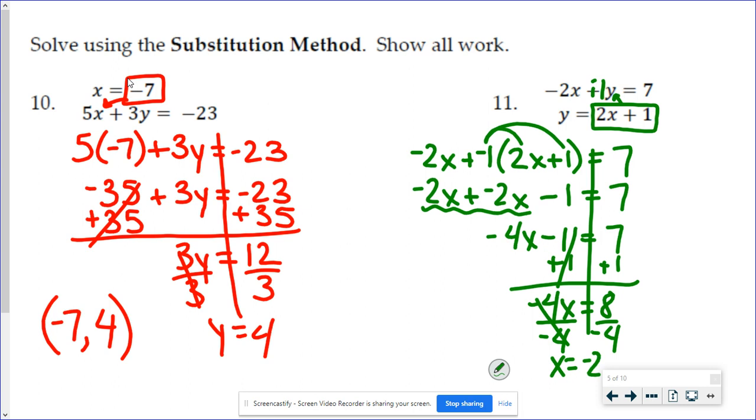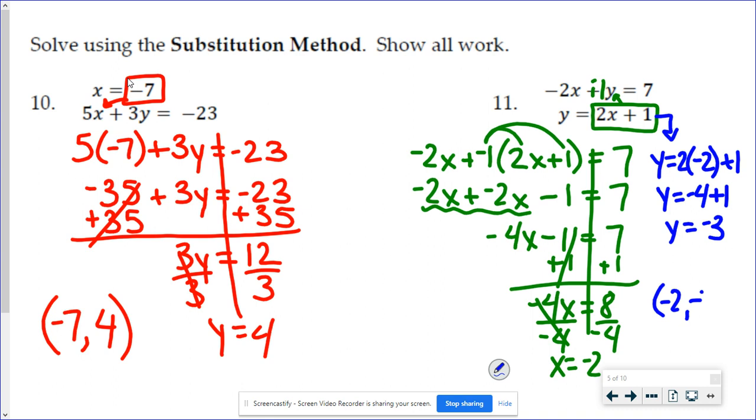Now that I know that, unfortunately, it's not like number 10 where I just knew the other half of the answer. I have to substitute this in to figure out what the other part, the y, is. So I'm going to say that y equals 2, and then instead of an x, I'll put in my negative 2. The y is going to be negative 3. So my ordered pair, make sure you put in your x first, negative 2, negative 3.